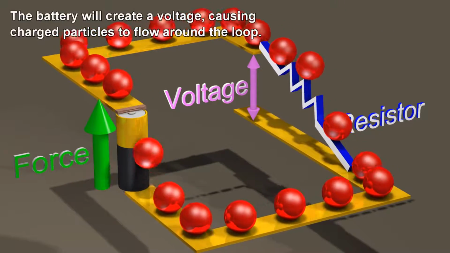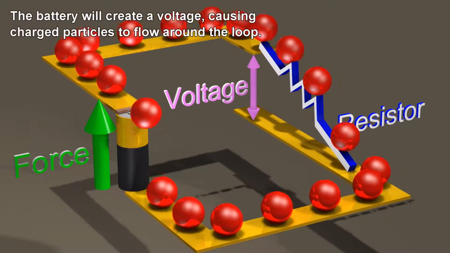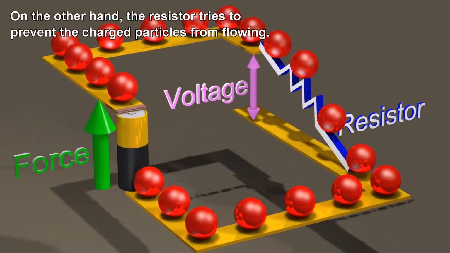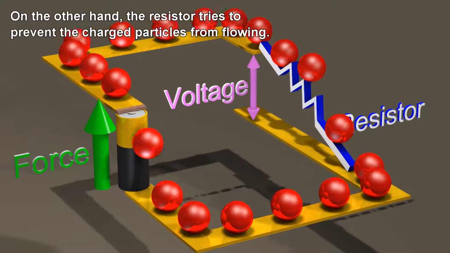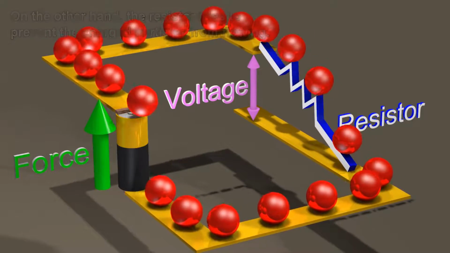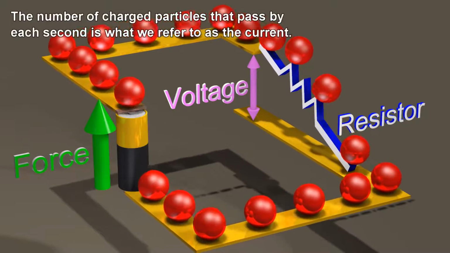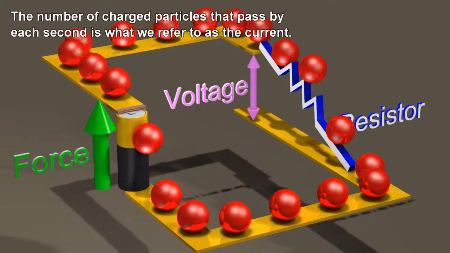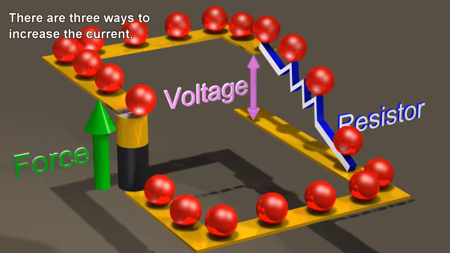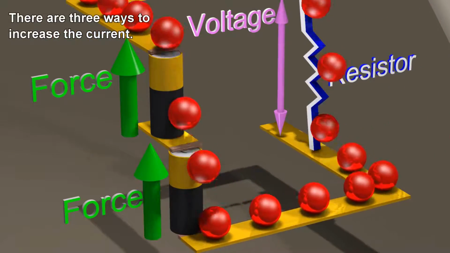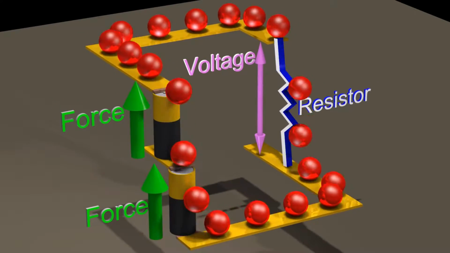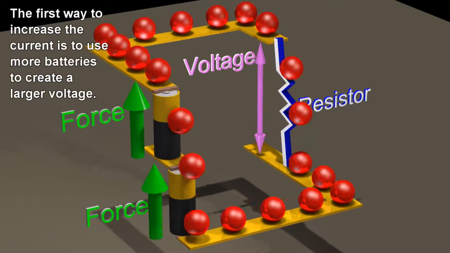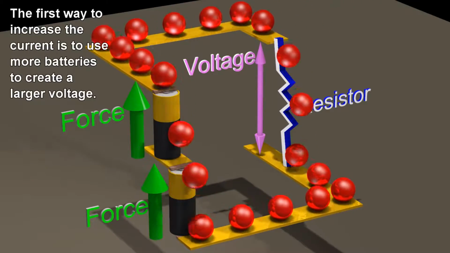The battery will create a voltage, causing charged particles to flow around the loop. On the other hand, the resistor tries to prevent the charged particles from flowing. The number of charged particles that pass by each second is what we refer to as the current. There are 3 ways to increase the current. The first way to increase the current is to use more batteries to create a larger voltage.